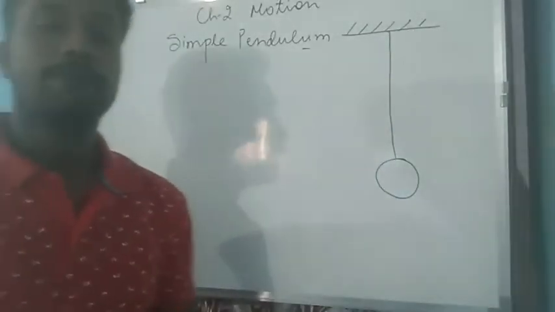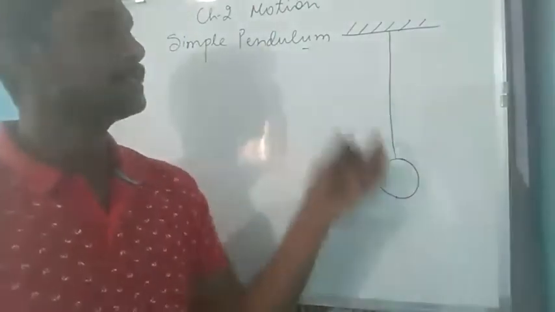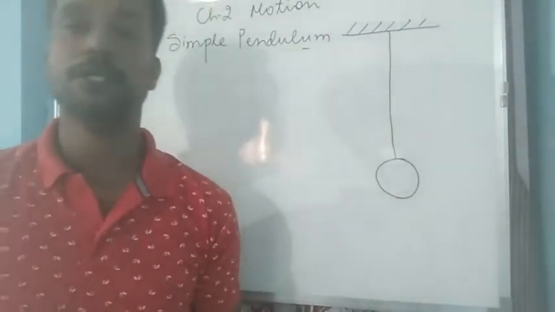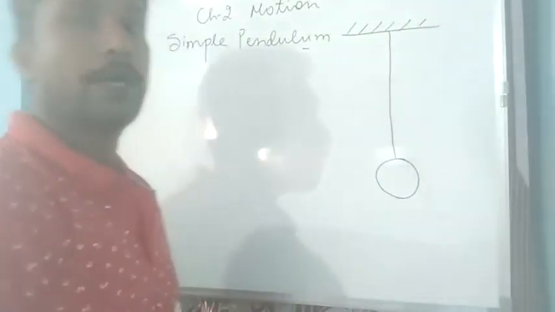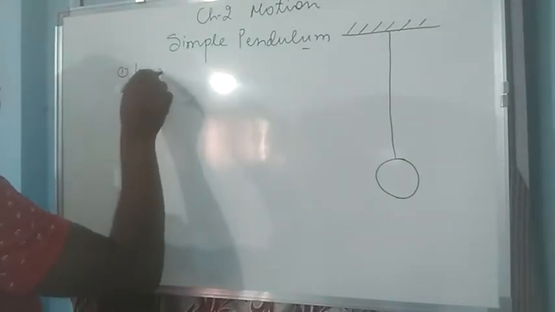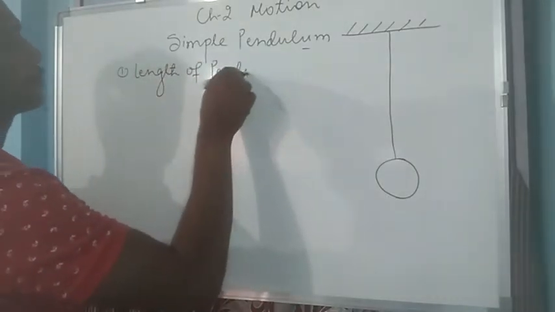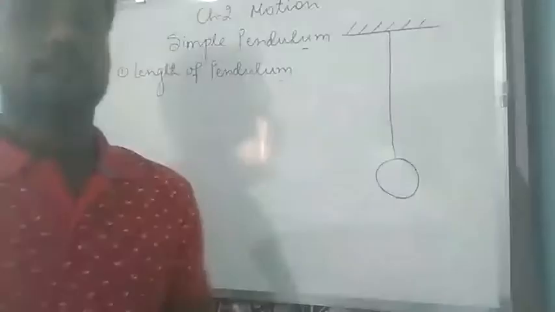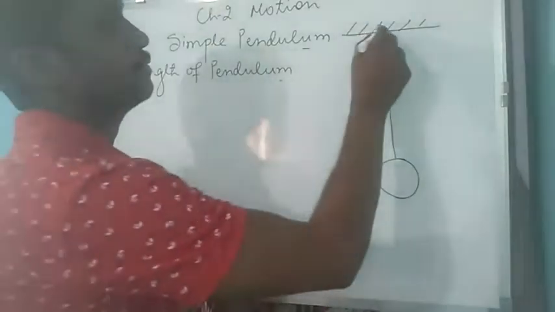In order to understand the pendulum in a better way and how it works, we should also know various terms based on this. So let us see what are the different terms that we need to understand this simple pendulum in a better way. So we have the first term, which is called length of pendulum.